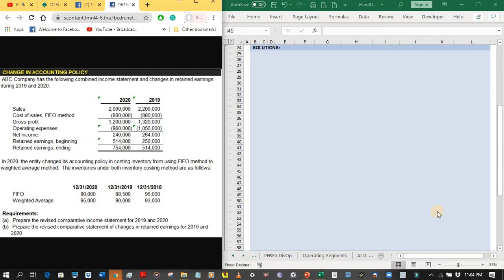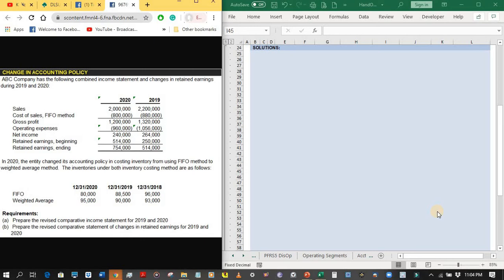The requirements are to prepare the revised comparative income statement for 2019 and 2020, as well as the revised comparative statement of changes in retained earnings for 2019 and 2020. So this problem is focused on the change in the accounting policy on inventory. Based on the problem, the accounting policy used by the entity originally in costing its inventory is the Fifo method. Then in 2020, it changed its accounting policy to weighted average method.